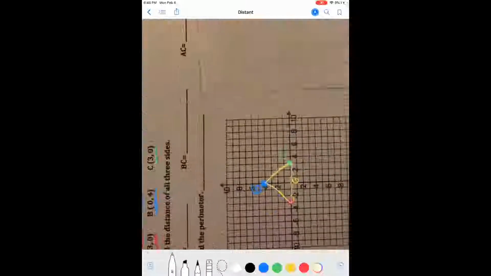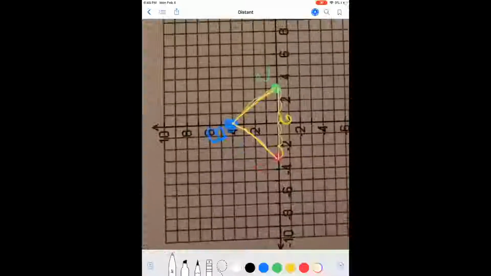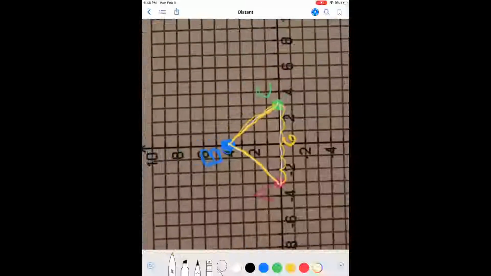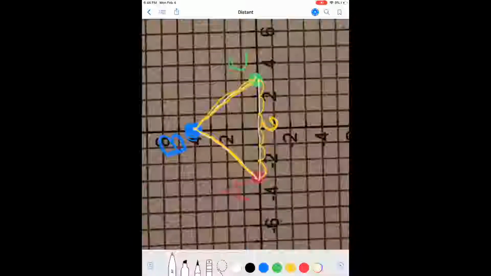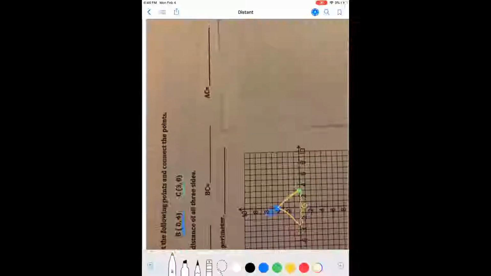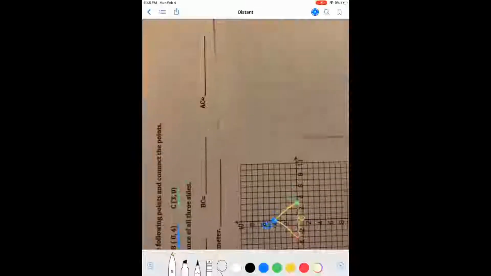Now we've got to figure out A to B. Now on your assessment, the coordinates are already going to be given, so it's not going to be like an example where you're just given this graph and you have to find the points and also plug it into the formula. They're already going to be given just like they were up there. So I've got A to B that I've got to figure out.